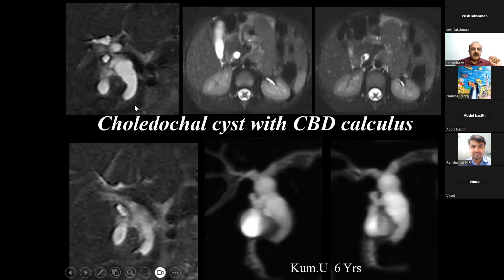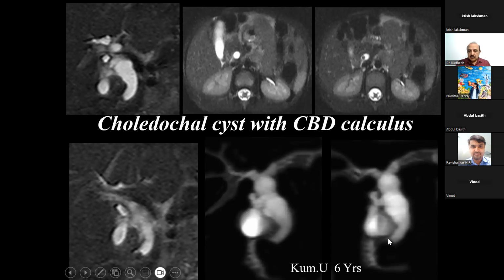Now, let's look at this, for example, here for a minute. The first image, please look at this image. And then also look at the last image here. Now, if you look at this last image, don't read this at all. Choledochal cyst with CBD calculus. Don't read this. If you just look at this image, you see the gallbladder, you see the cystic duct, you see the fusiform dilatation of the common hepatic and the common bile duct.